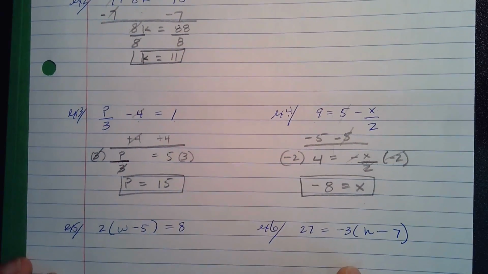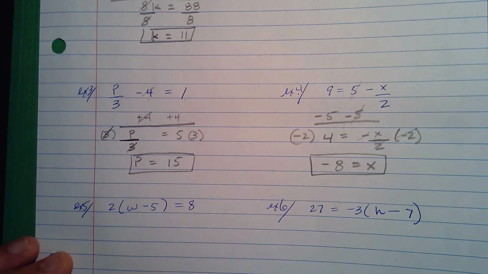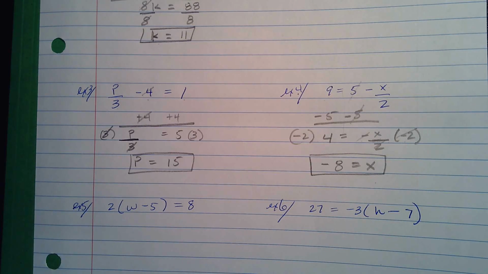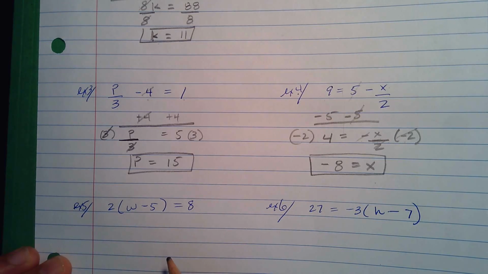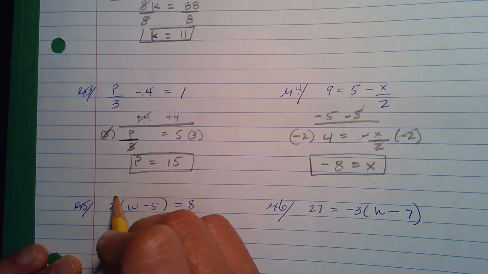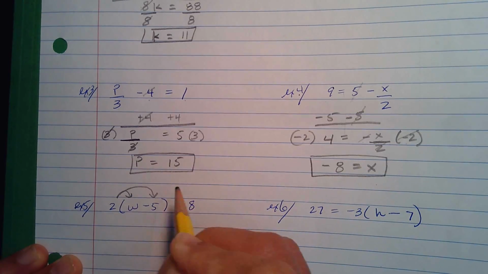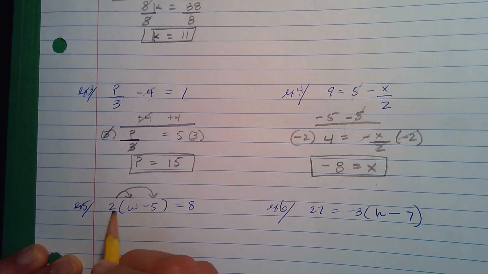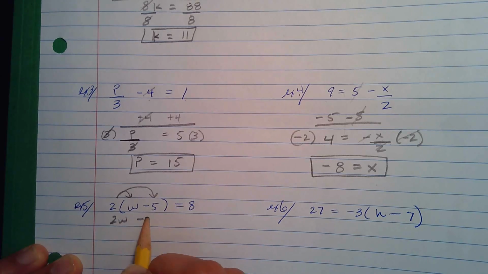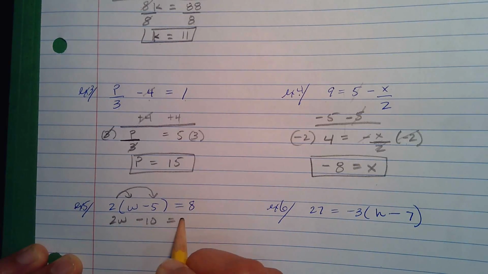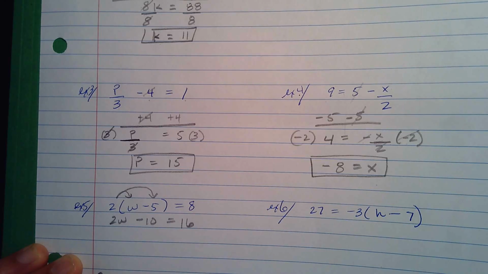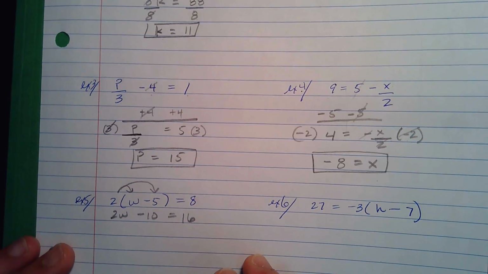All right. Example 5. This time there's parentheses. There are 2 ways to do the problem. Let me show you the way you're probably going to do this in multi-step equations. So I'm going to distribute the 2 and the 5. So this is 2w minus 10 equals 16. This is going to take more than 2 steps.